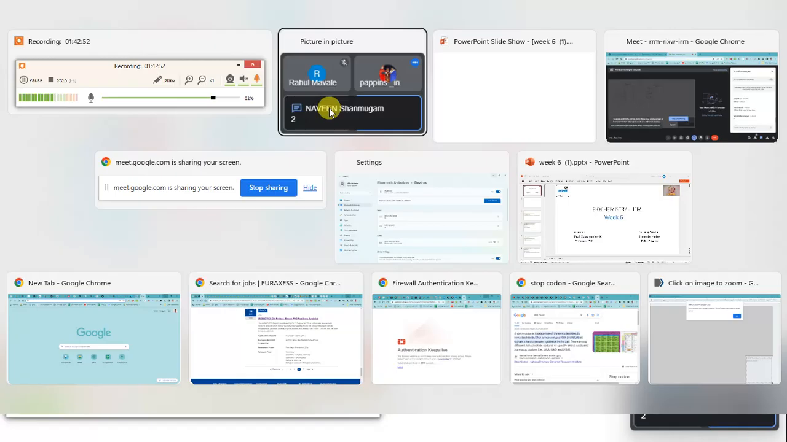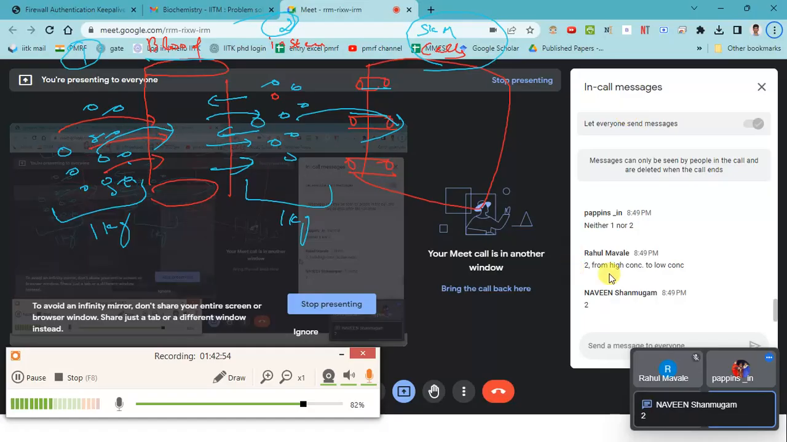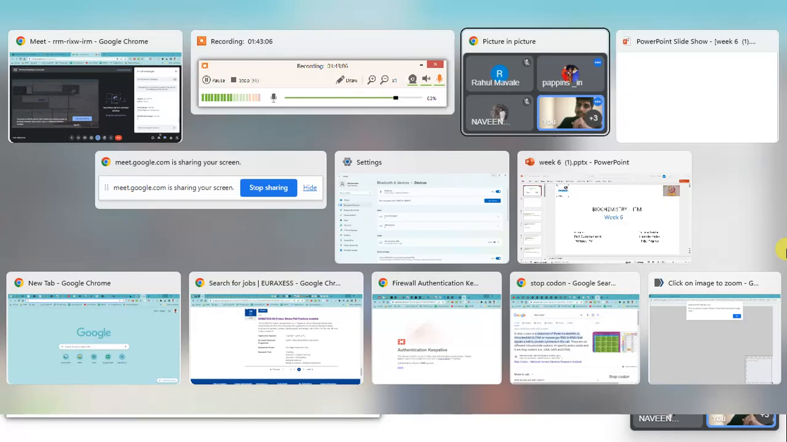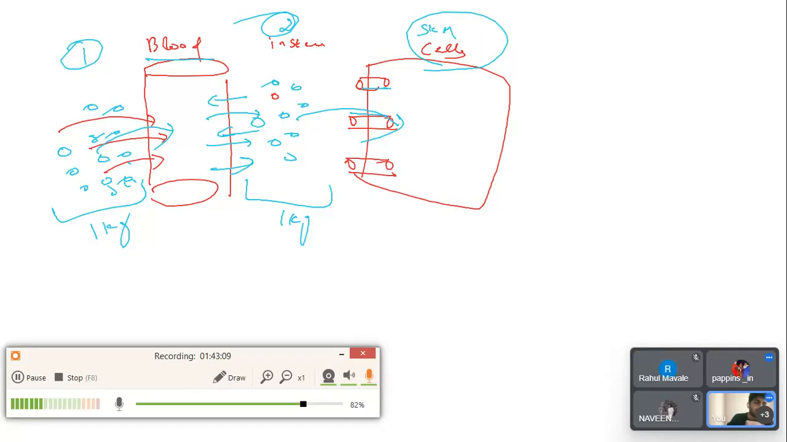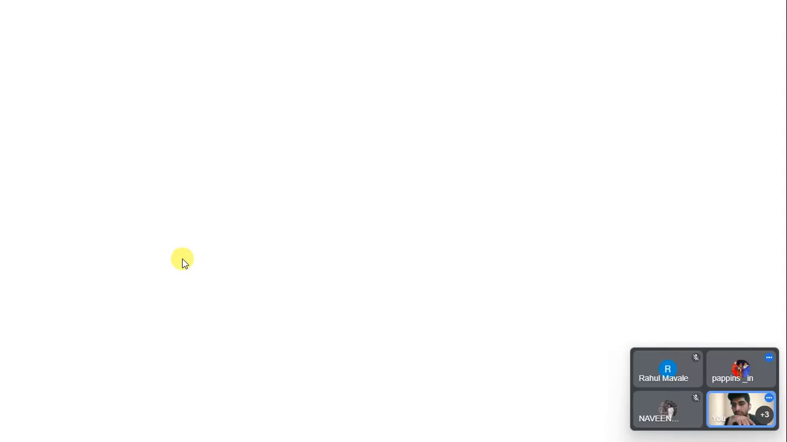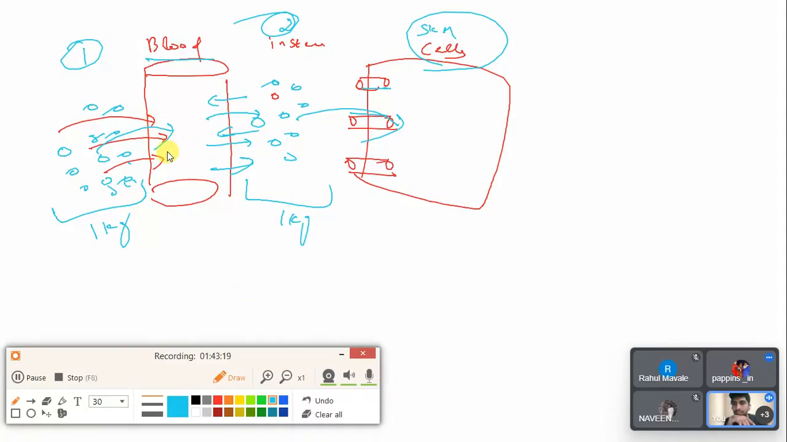Okay, what are the answers? One second, I'll go to the chat box. Pepin said neither one nor two. Rahul said two, from high concentration to low concentration. Naveen Shanmugam also said two. First I'll answer Pepin. You said neither one nor two. Think there is zero glucose here, one more condition is zero glucose.